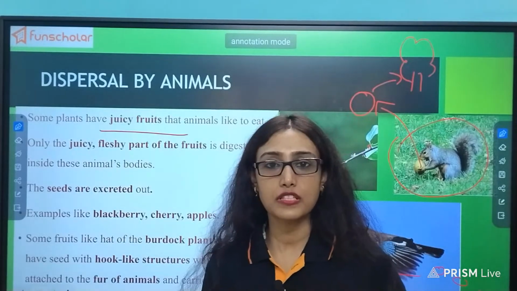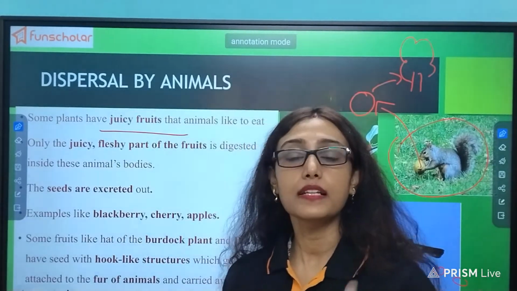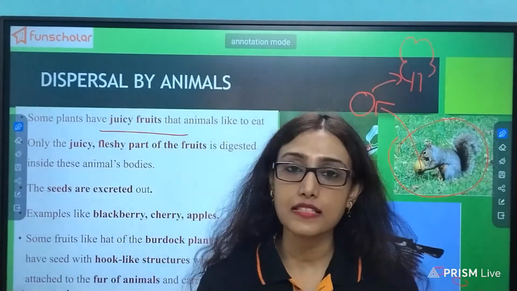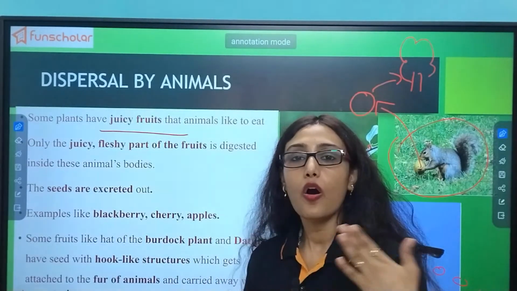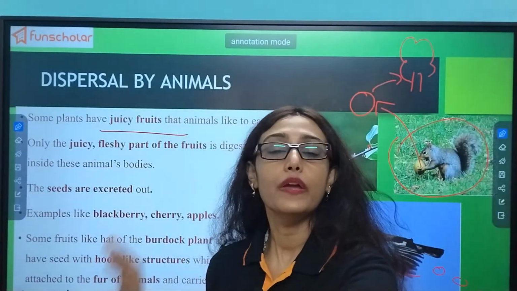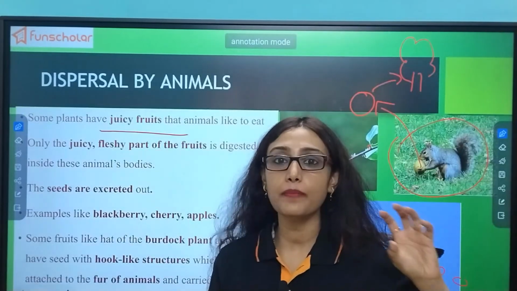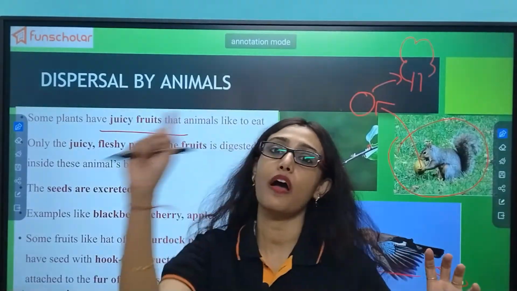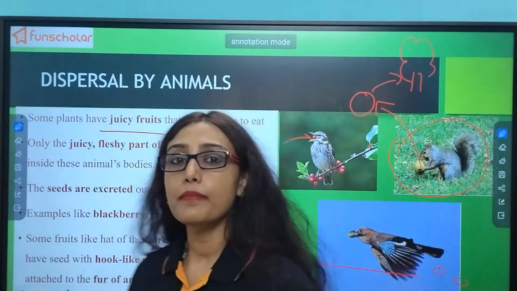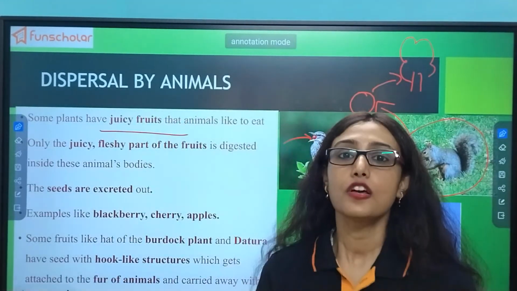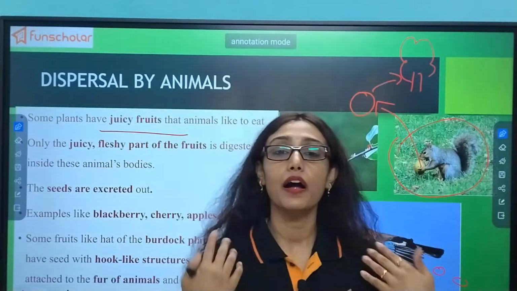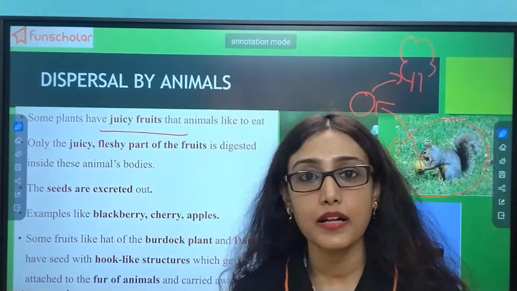Now, why are the fruits tasty? Nature, or the plant, has made them tasty so that we or some other animals are attracted to them, and we eat the fleshy part of the fruit and throw away the seeds. So these fruits and vegetables are created by plants not only for their own storage, but to attract other animals.